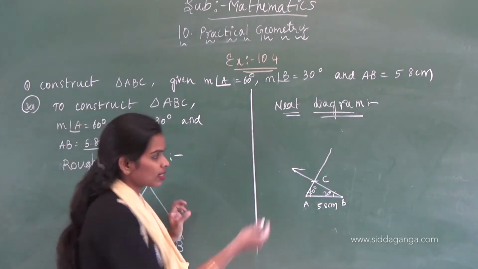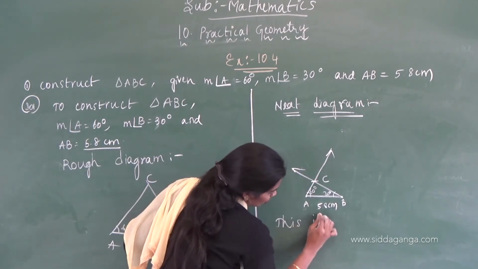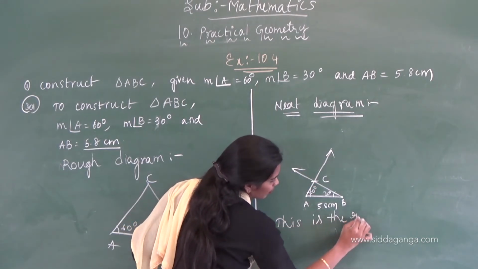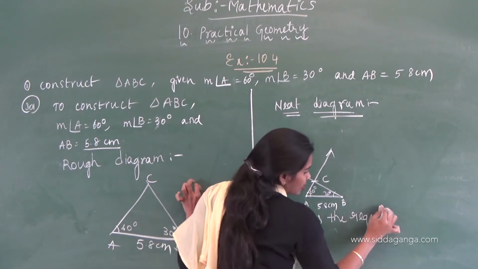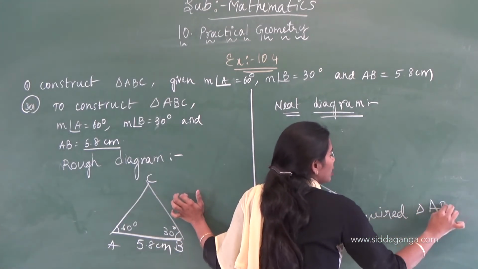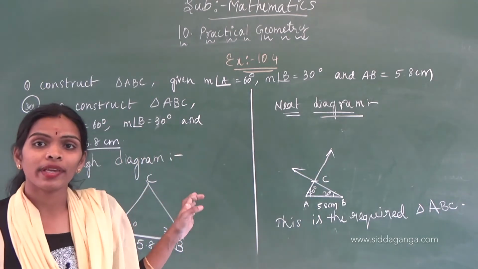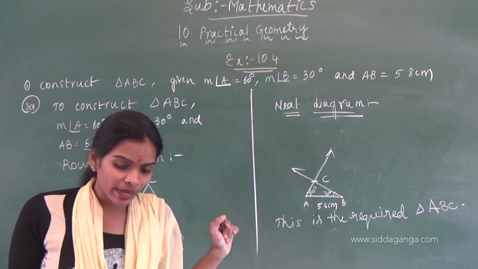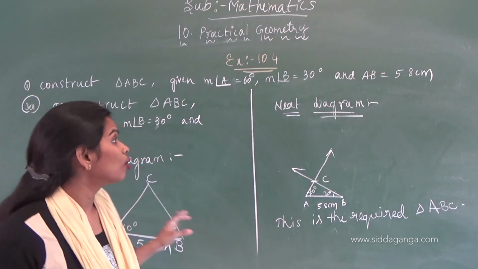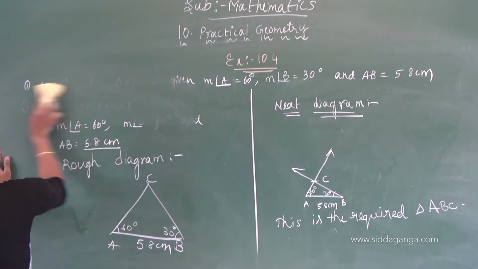Correct? This is the required triangle ABC according to the measurements that they have given. Okay children, I think you understand it. Now move on to the next question.